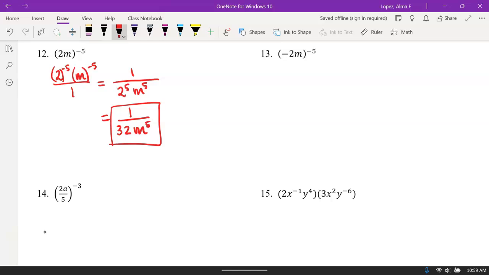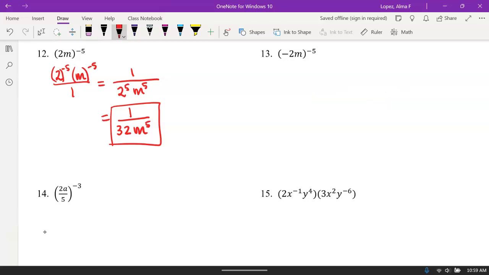On number 13, -2 to the -5 power, and then m to the -5 power. Let's see, that's going to mean that they both need to be moved down again, doesn't it? So I'm going to get both of them moved. That's a -2 to the 5th, and I'm sorry, I put the parentheses on the wrong spot there, didn't I? Let me just start that one over. I don't want to confuse anybody.